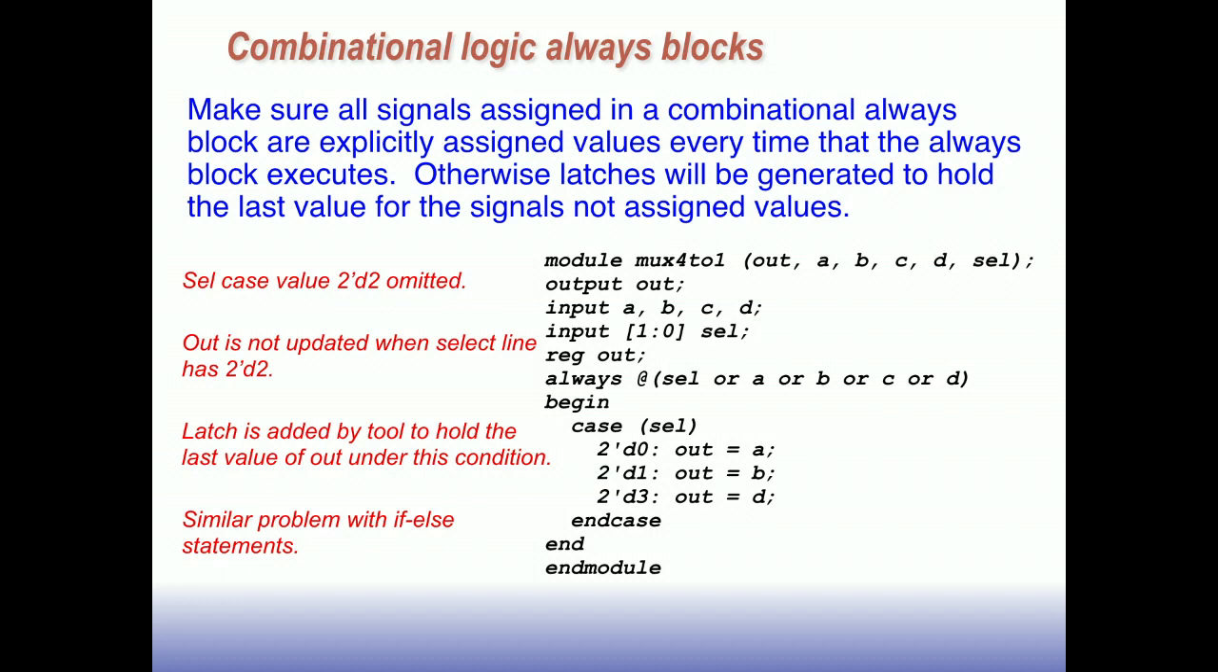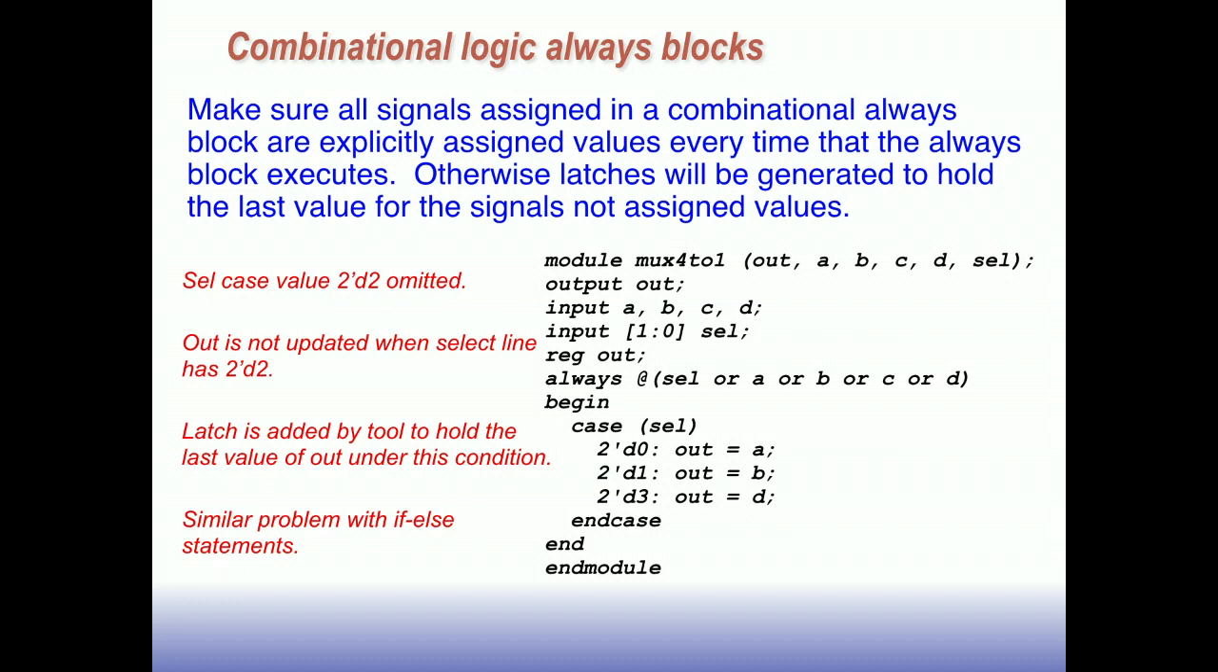I talk about this here because we're talking about case statements, and we could accidentally leave something out of a case statement. So for instance, here we have select, and select of 0, 1, and 3, and I left out 2. So what's going to happen in this case? Well, if you think about the semantics of this, out is not updated when the select line has the value of 2. So what the tool does is add state. It adds latches to hold the last value of out under this condition, because it doesn't know what to do to out when select is equal to 2. So the only logical thing for it to do is to put a latch there and retain what the previous value is. So this accidentally creates a state element. It latches in this particular case. It's probably not what you want.